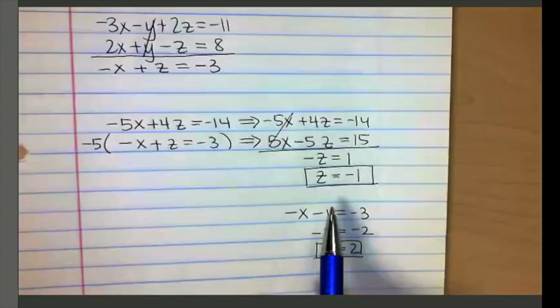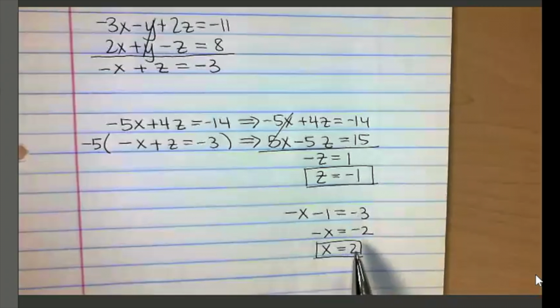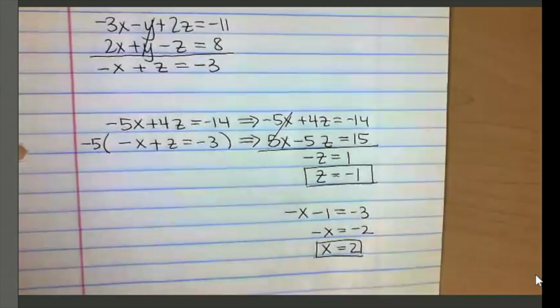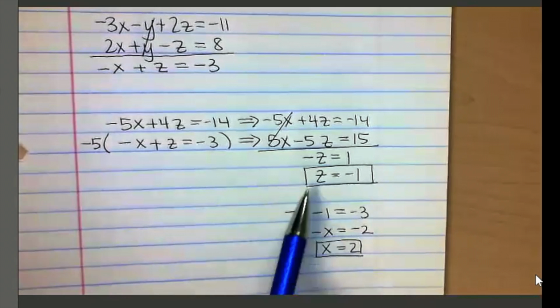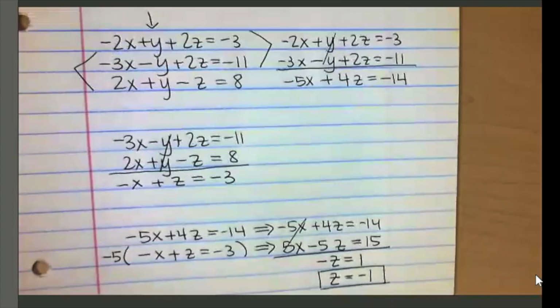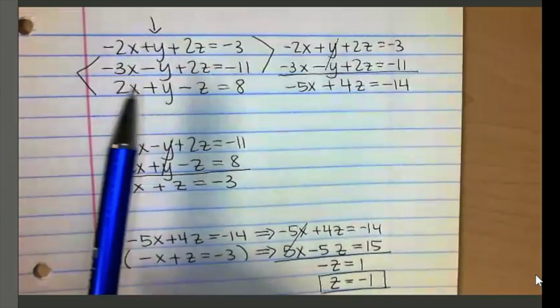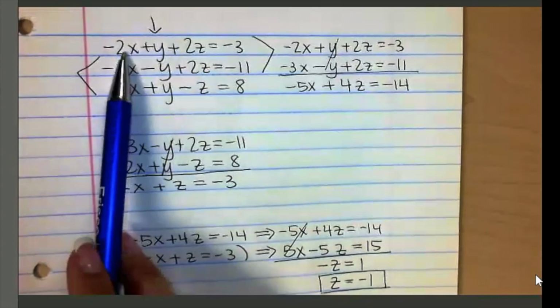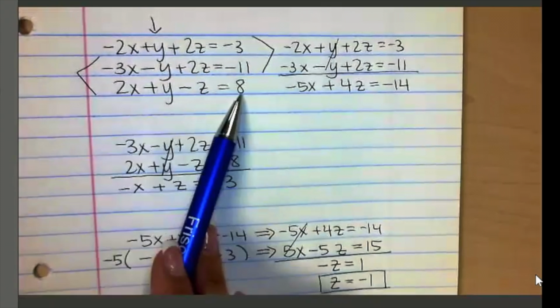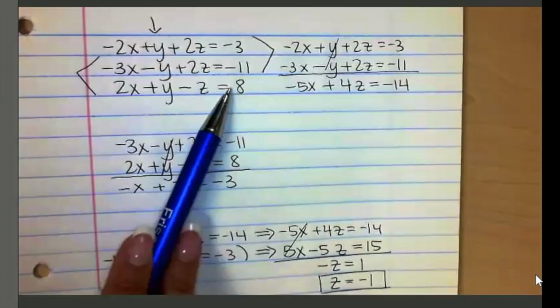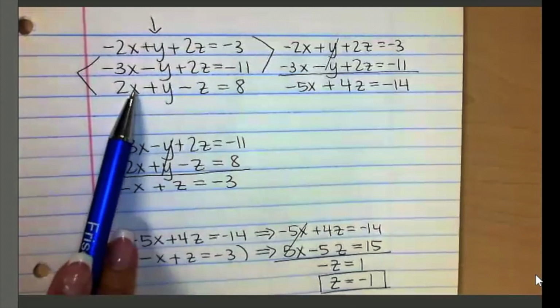Now we have that z is -1 and x is 2. We haven't finished yet because we need to find the y value. So we're going to take these two and plug them into one of the initial equations up here. You can pick any one of these three. As long as you do it correctly, you're going to get the same number. So I'm going to go ahead and pick this bottom one, and I'm going to plug in the 2 for my x and the -1 for my z.